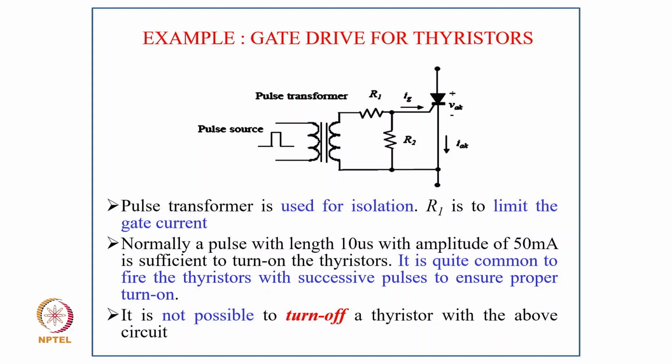So the pulse transformer is used for isolation, and RG is the limit for gate current, and normally a pulse width of 10 microseconds with an amplitude of 50 milliamperes is sufficient to turn on the thyristor. It is quite common to fire the thyristor with successive pulses to ensure the power turn on, and it is not possible to turn off the thyristor with the above circuit. Because of the property of the thyristor, you can turn it on, but it cannot be turned off by the pulses. It has to be turned off only from the power circuit, by applying either a reverse voltage or a reverse current. That's the reason in case of an AC circuit, the thyristor gets naturally commutated or line commutated, but in case of a DC circuit, we have to provide a separate commutation circuit.